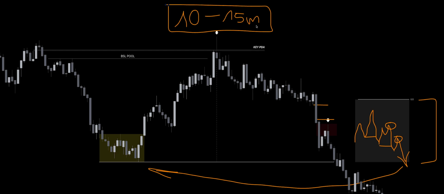So that is all for this one. This is how I identify key ranges inside of a market maker model.